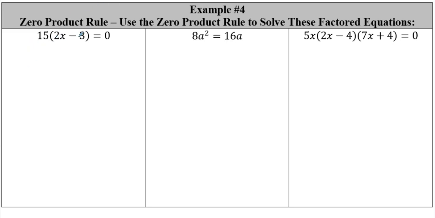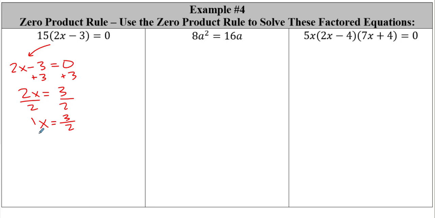But we do have this 2x minus 3. So we are going to set that equal to 0, and then we're going to solve. What does x equal? Well, how do we do that? We've got to add 3 to both sides. Then we get 2x equals 3. And then we divide both sides by 2, and x is equal to 3 halves.